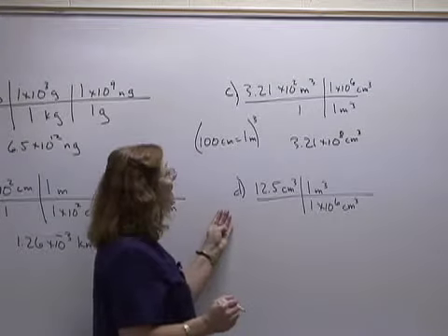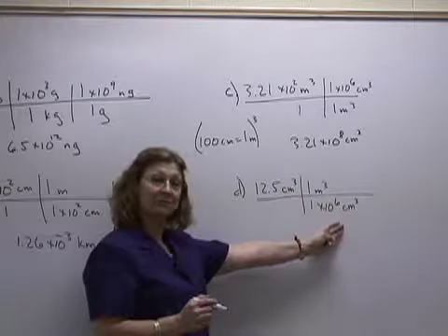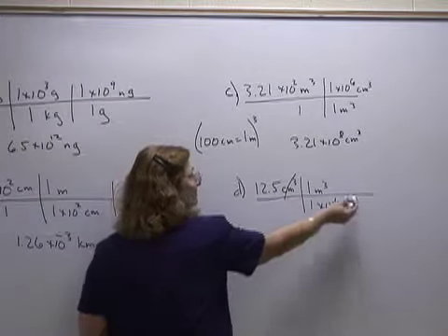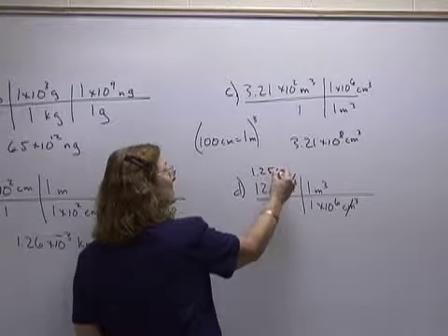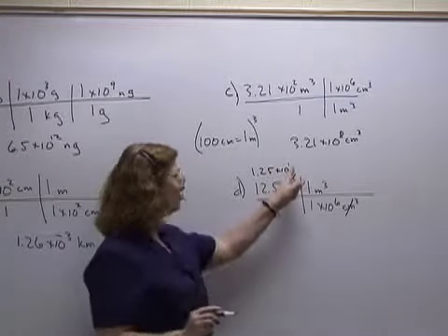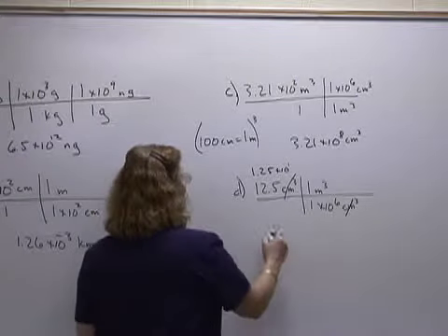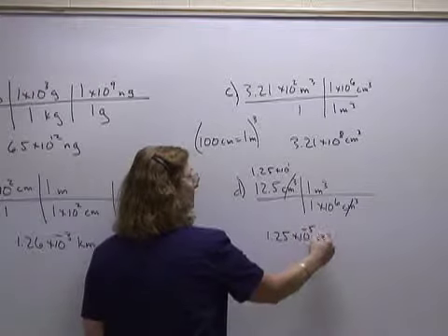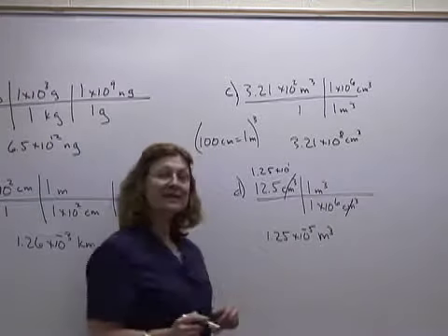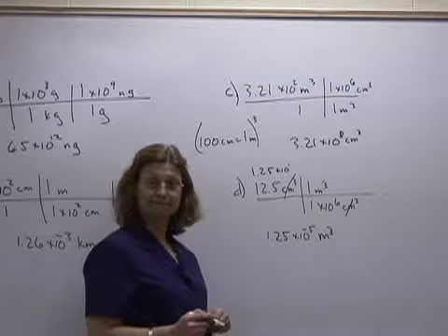In the case of D, I'm going in the opposite direction, so my centimeters cubed have to be in the bottom so that they cancel. So this number is 1.25 times 10 to the 1. So it's 1 minus 6 is minus 5. And the answer is 1.25 times 10 to the negative 5th meters cubed.